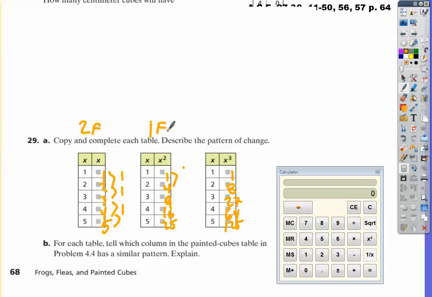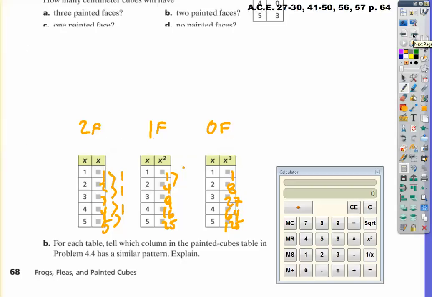And this is a relationship dealing with something to the third power, a cubic relationship. So therefore, this is going to mirror the 0 faces, because we have those cubes on the inside. So now 30.